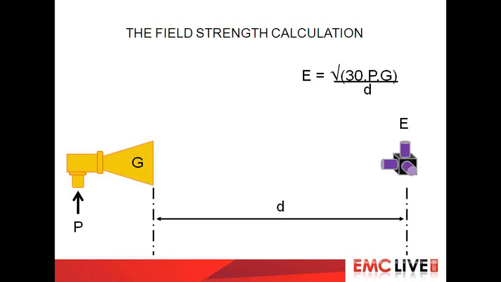There's D, the distance between the antenna aperture there and the position of the field probe. That thing on the right is supposed to represent a field probe. And that is pretty much set by the standard that you're working to, either 1 meter or 3 meters. And then you have the antenna itself, which has an attribute called gain. And you have the power going into the antenna, which is the RF power in watts.